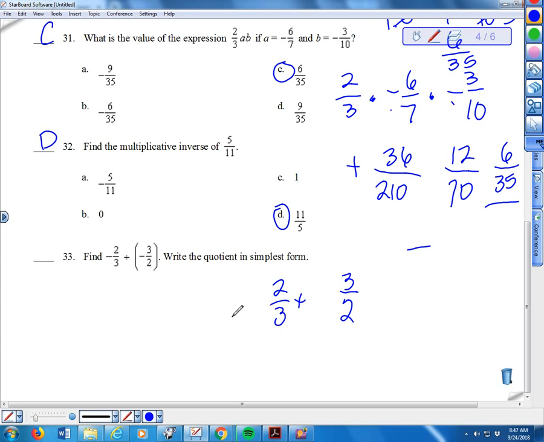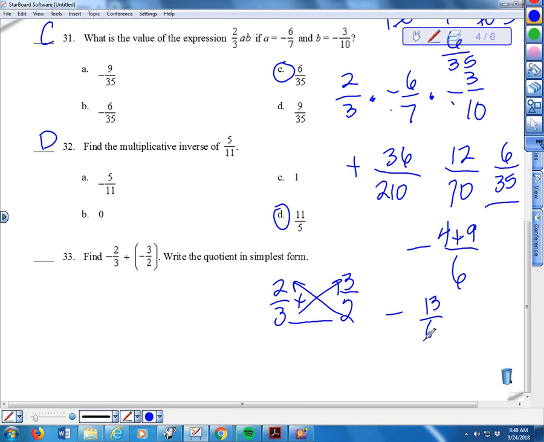2/3 plus 3/2 is 1? No, actually that's not right, I was canceling both. We get a common denominator. Or we can use the crisscross method that I showed you. Multiply 3 times 3, 9, and then multiply 2 times 2, and I get negative 13/6 if I were to add these. So then you just leave it, and I'm done.